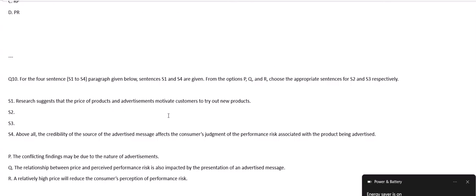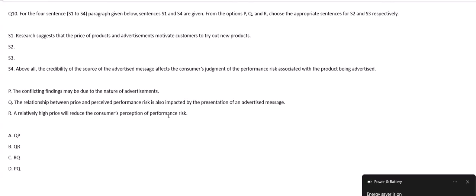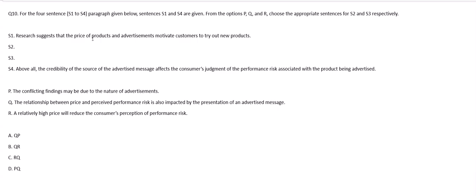Let's move on to the next question. Question number 10. It is also similar. Four sentences. We have to see the logical flow of the sentences. Let's go through sentence one. Research suggests that the price of products and advertisements motivate customers to try out new products. Understood? What is this first sentence telling?